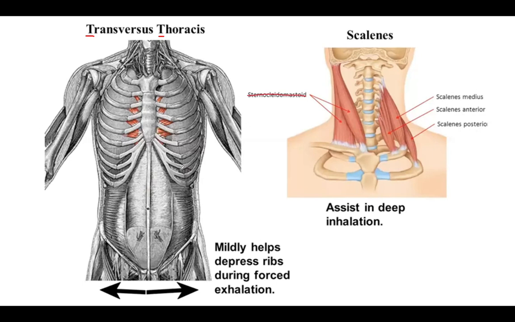Now, the transverse thoracis is also going to be assisting in forced exhalation. Okay, so quiet exhalation, no muscles. Forced exhalation, breathe out, expel all the air in your body right now. We are using the transverse thoracis and the internal intercostals. Okay, transverse thoracis is also going to be innervated by the intercostal nerves. So those intercostal muscles plus this one innervated by the intercostal nerves.